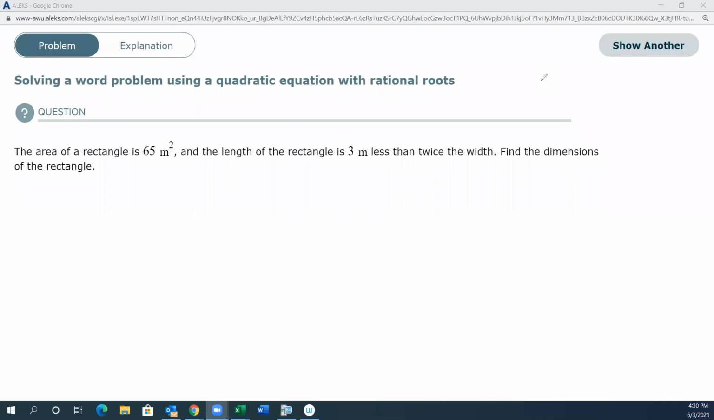Okay, so word problems, finally. The area of a rectangle is 65 square meters, and the length of the rectangle is 3 meters less than twice the width. What are the dimensions? So what are the length and the width?